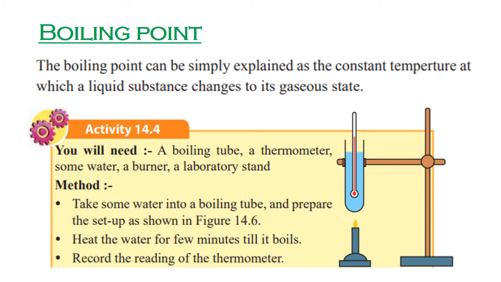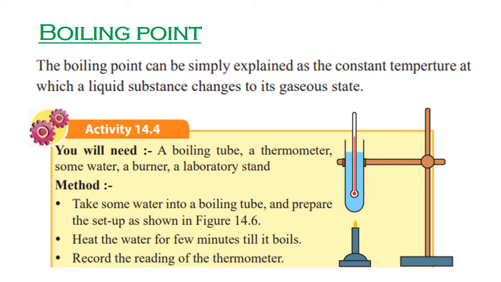Look at activity 14.4. This is a boiling tube and this is the thermometer, a mercury thermometer. They commonly use a mercury thermometer. Inside this boiling tube water is there, and this is a Bunsen burner and this is a stand. They are heating this boiling tube with the water.